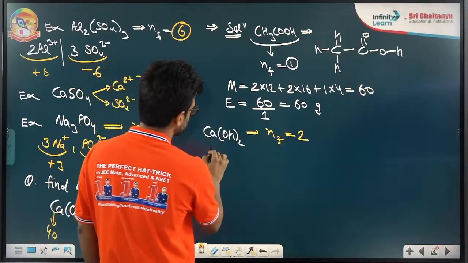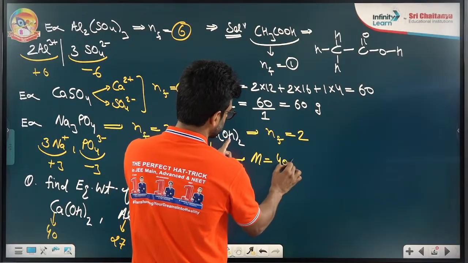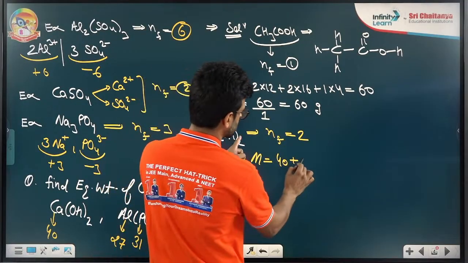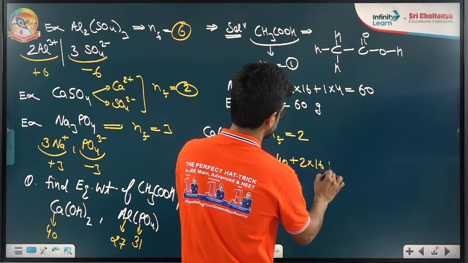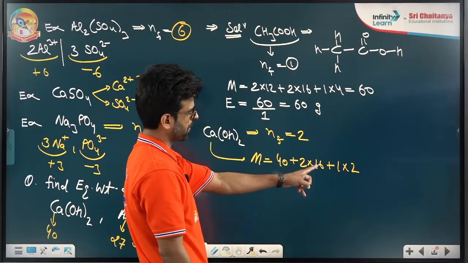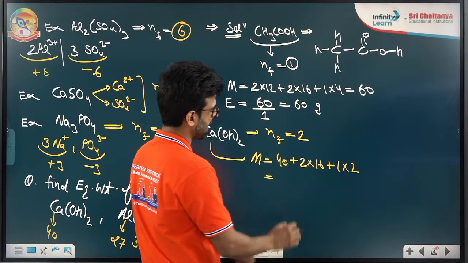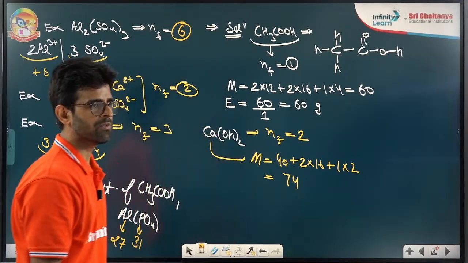First find its molar mass. What is its molar mass, you say? Calcium 40. 2 oxygen, 2 into 16, 32. And how many hydrogen? 2 of hydrogen. So what's coming from here? 40 plus 32, 72, and 2 more, how much? 74. Is it coming 74? Right?